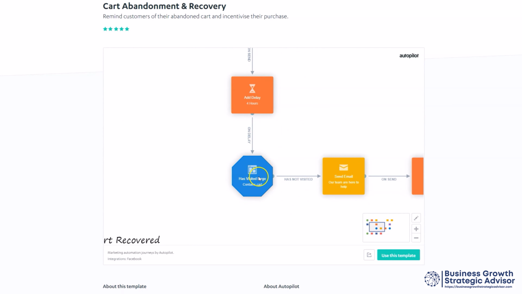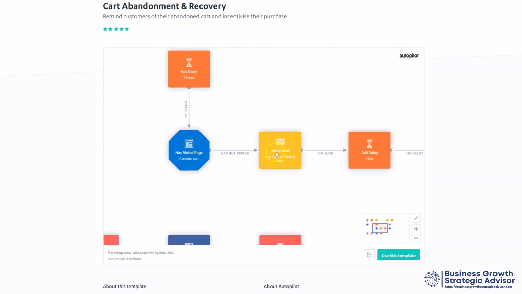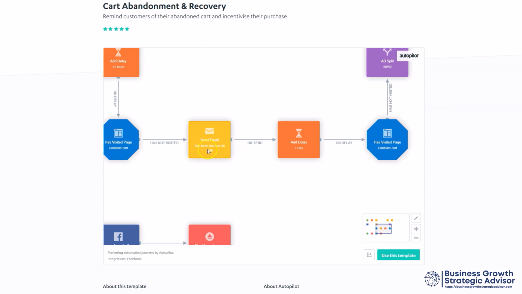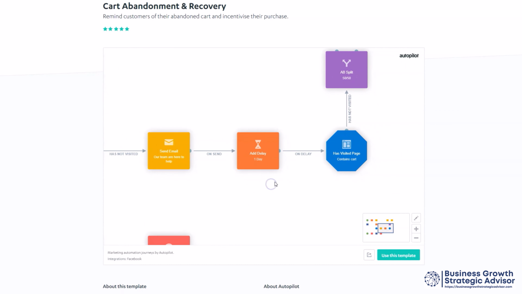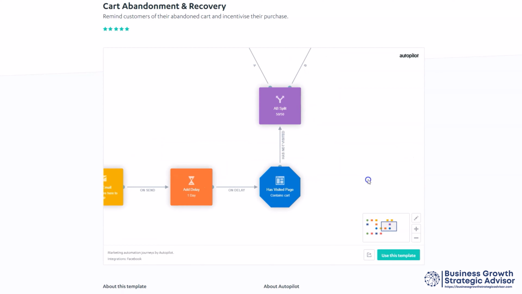If they visited the cart again, and if they have not visited, then you're sending another email here, okay? Saying our team is here to help. So basically just continuing to reach out to them and see if they need anything else. See if you can sort of nudge them towards making that purchase, okay? A 1 day delay here, and visiting the page, that's the condition.